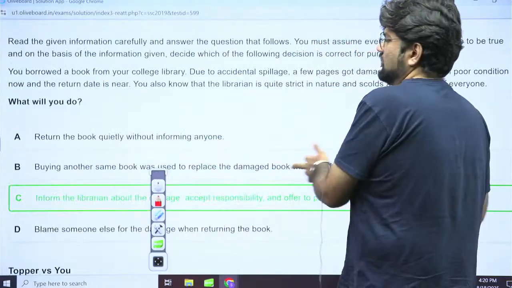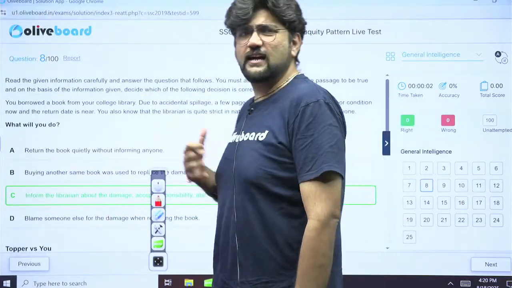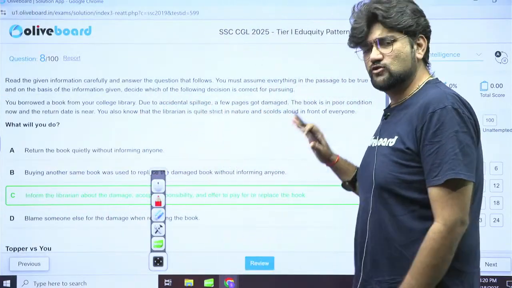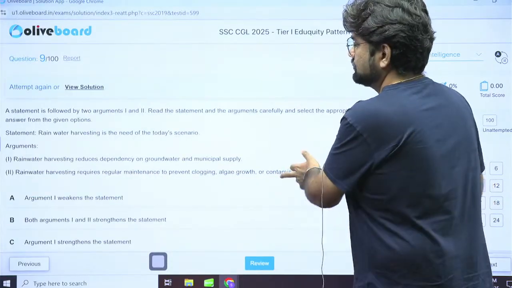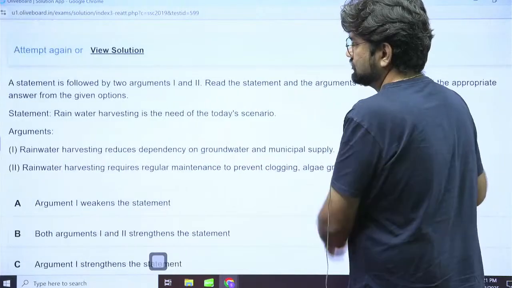26 seconds, very decent, very easy. So a lot of students are getting scared of these EQ and SI questions. It's actually very easy as far as your level is concerned. They are not giving you very difficult questions here. Again, statement arguments.